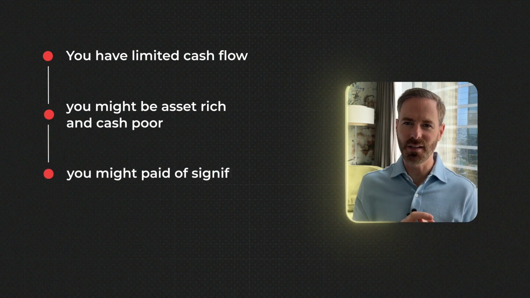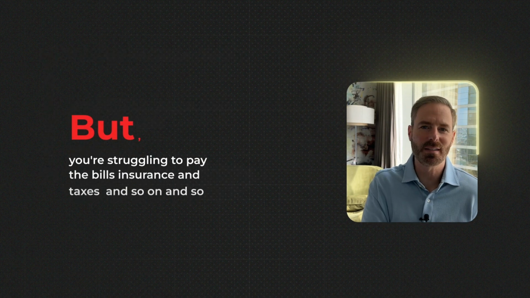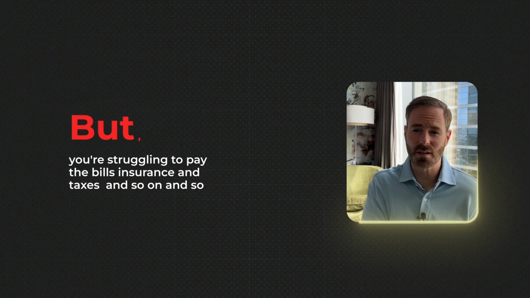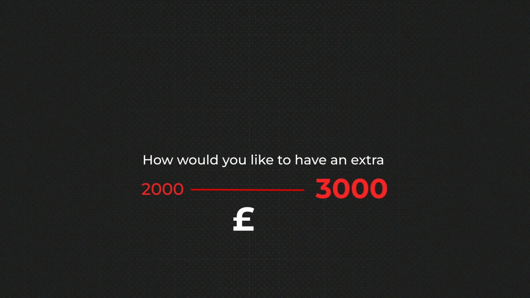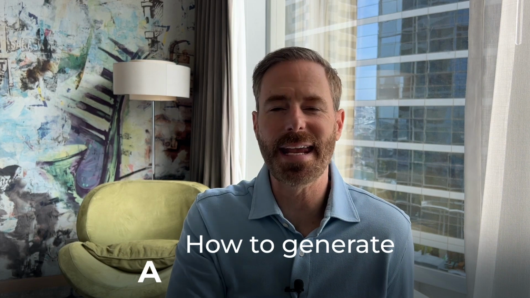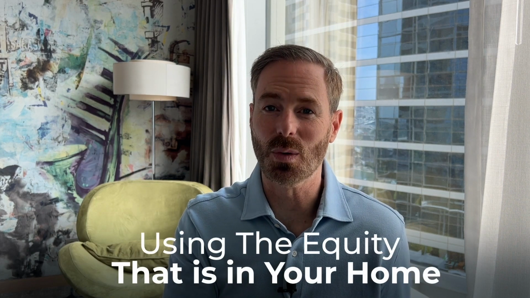You might have paid off a significant amount of your mortgage, but you're struggling to pay the bills and the insurance and taxes and so on and so forth. How would you like to have an extra £2,000 to £3,000 a month coming through the door as passive income? If you would, then stay tuned, because in this video I'm going to show you how to generate a passive income using the equity that is in your home.